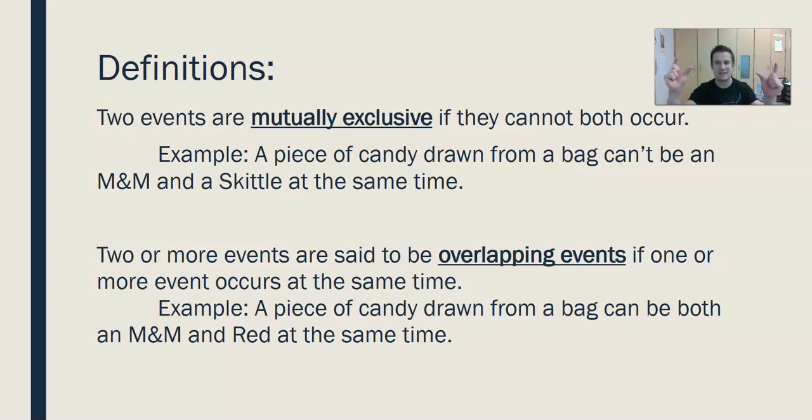Here's an M&M, here is a Skittle. You can't draw a candy and have it be both an M&M and a Skittle. It doesn't make any sense. So those are mutually exclusive events.